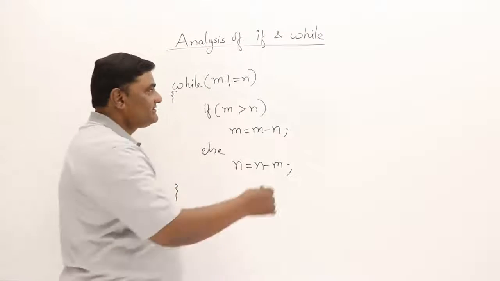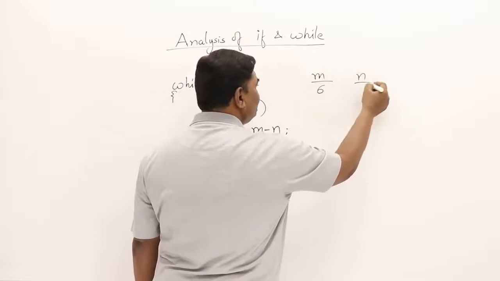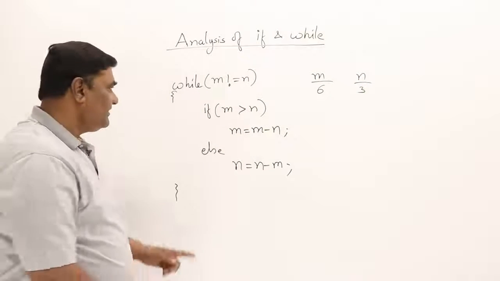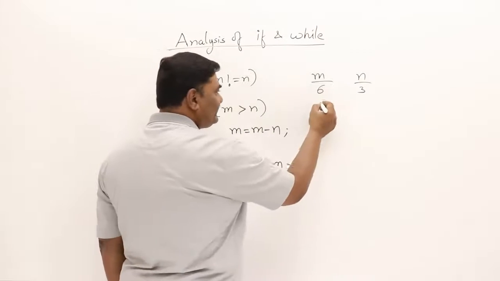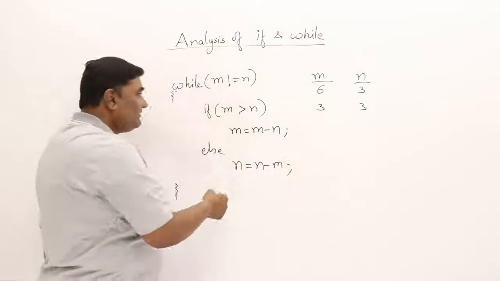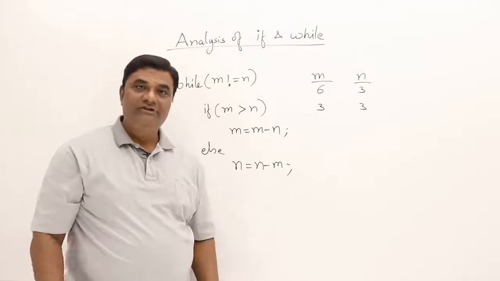So let me trace. If m is equal to 6 and n is equal to 3 initially, then what happens? M is greater than n. Yes, so m minus n. This becomes 6 minus 3, that is 3, and this is also 3. That's all. Now they became equal. So it has executed only one time.